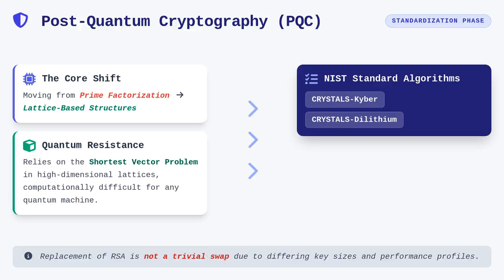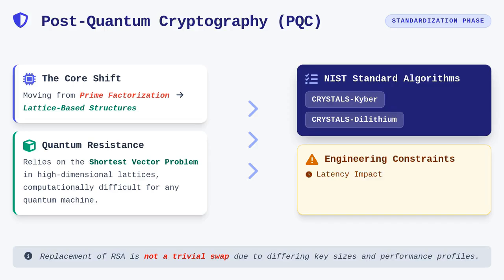Because these algorithms operate with different performance characteristics and key sizes, simply swapping out an RSA implementation for a lattice-based one is rarely a trivial exercise. Engineers must carefully consider the impact of these changes on latency, memory consumption, and network throughput within their existing software stacks.